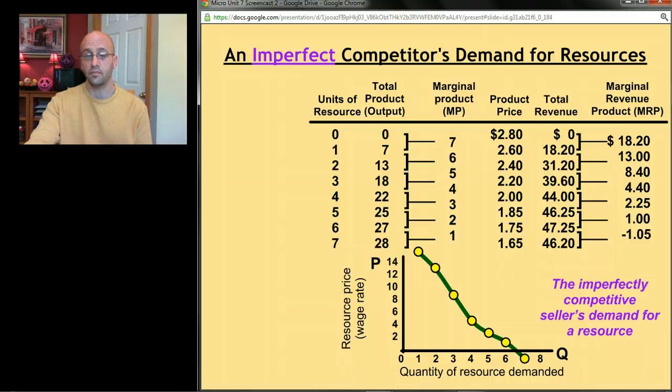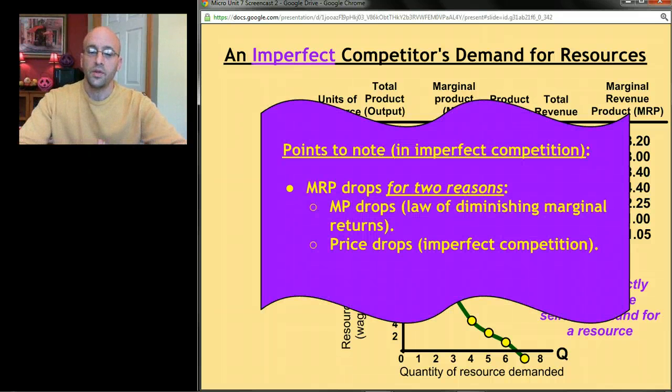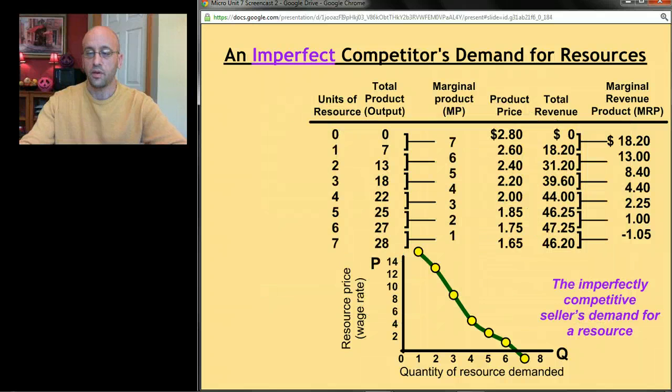Now there's a reason for that. In imperfect competition, marginal revenue product is dropping. These numbers are dropping, but now they're dropping for two reasons. They're dropping because marginal product is dropping, just like in perfect competition, but they're also dropping because the price of the product is dropping. The workers are sequentially worth less, and they're worth less at a faster rate because as you hire them, not only are they getting less effective, but the price of the product that they're producing is actually going down.